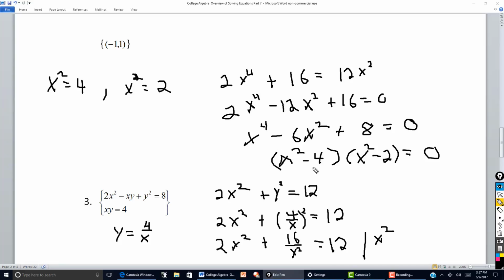Okay, x squared minus 4 can be 0, so that means x squared could be 4. x squared minus 2 could be 0, which means x squared could equal 2. And then I just solve this, take the square root, positive and negative. Otherwise you're going to omit a solution. So this tells me that x could be plus or minus 2. Over here, taking the positive and negative square root, x could be plus or minus square root of 2.